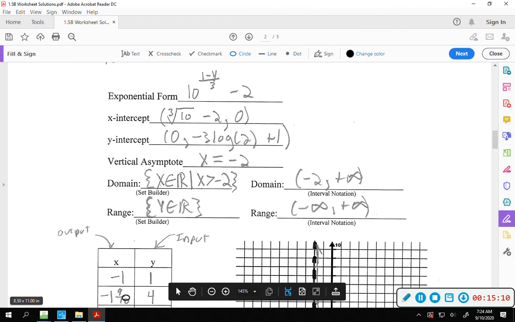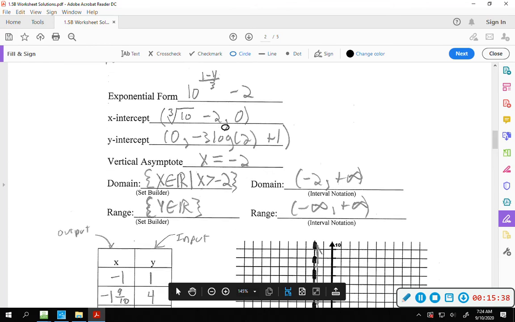That's actually very helpful. This is extremely close to x being negative 2. That's why our vertical asymptote is x equals negative 2. As y gets larger, x is getting closer and closer and closer to that vertical asymptote. So the closer I get to the vertical asymptote, the larger my y value is going to become. Okay? And we found that out by plugging in values for y.